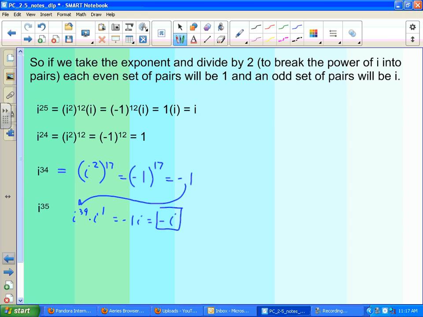All right, so it doesn't matter how big the power is. I can very quickly determine what I'm going to get for this one.